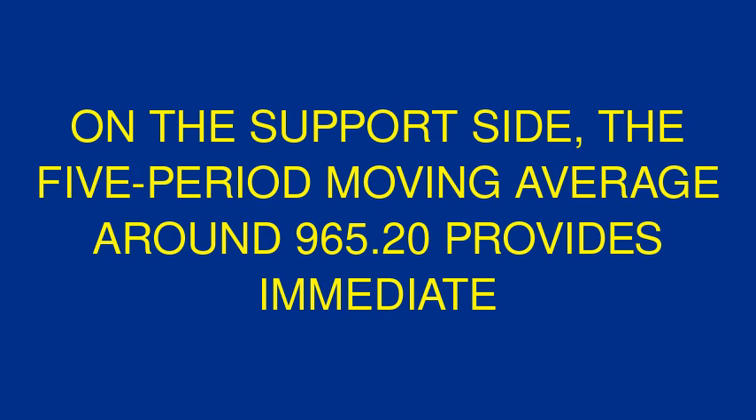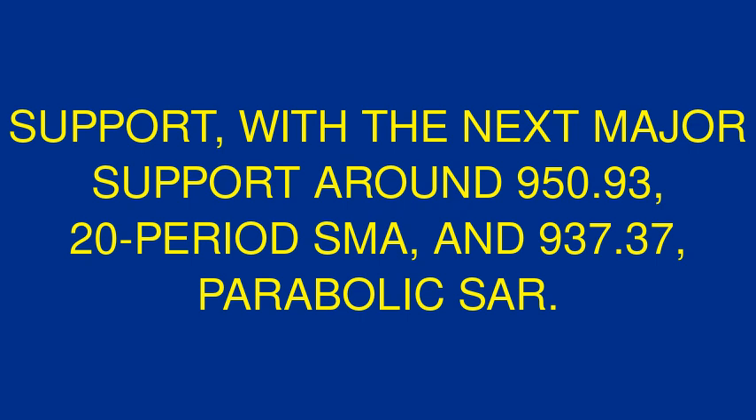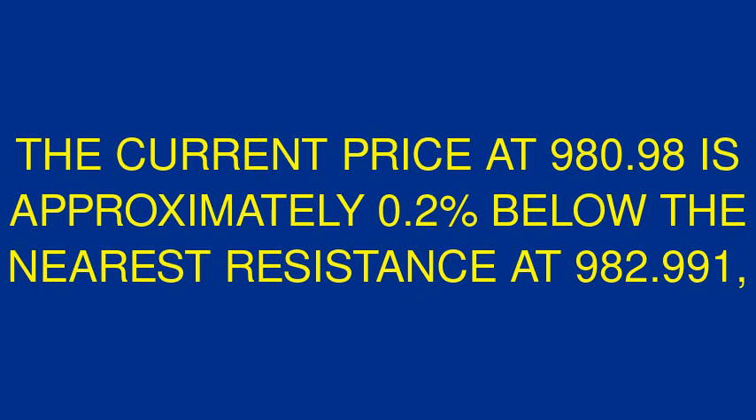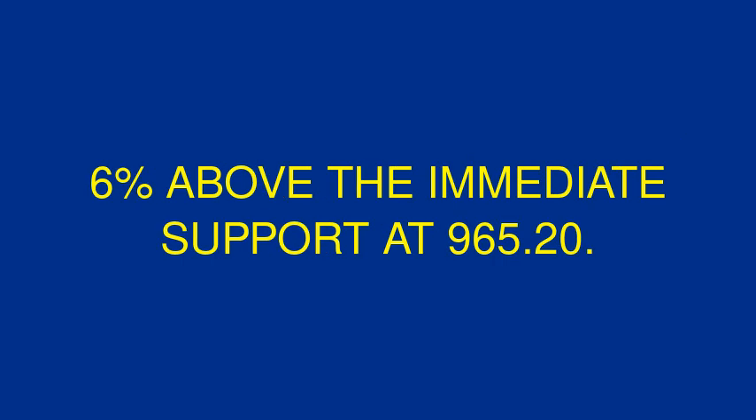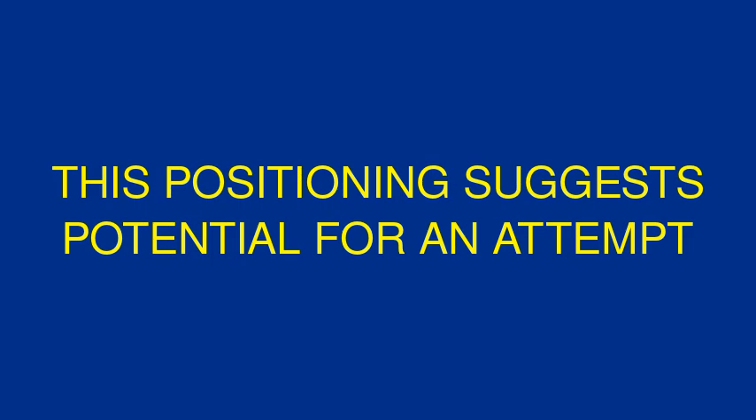On the support side, the 5-period moving average around 965.20 provides immediate support, with the next major support around 950.93, the 20-period SMA, and 937.37, the parabolic SAR. The current price at 980.98 is approximately 0.2% below the nearest resistance at 982.99 and 1.6% above the immediate support at 965.20. This positioning suggests potential for an attempt to test resistance levels.